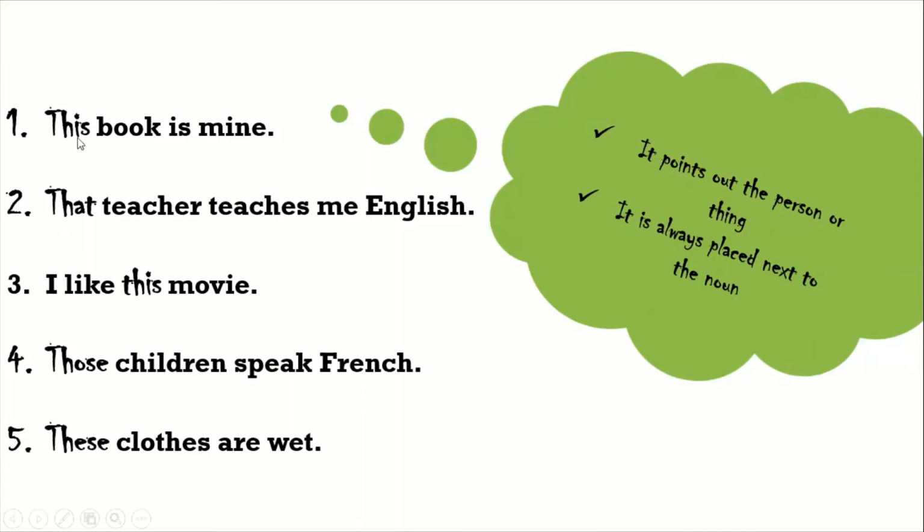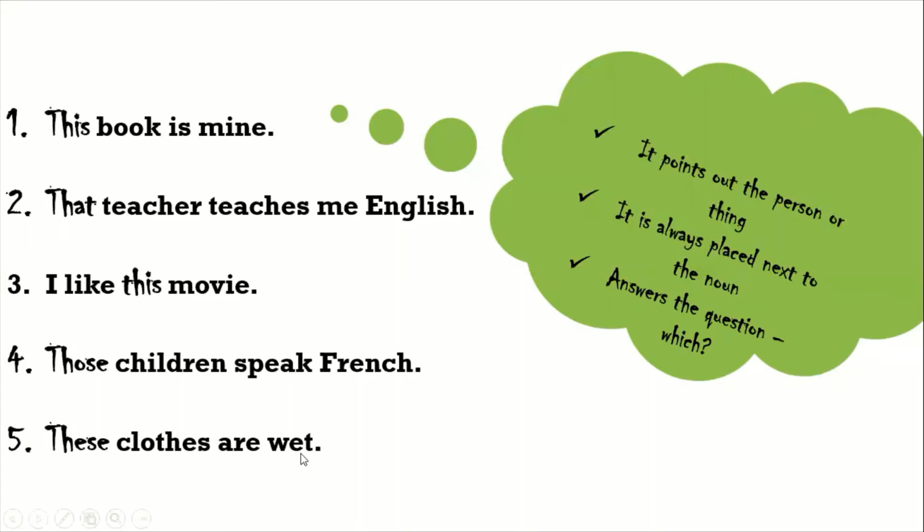Next, one more thing. It answers the question which. Let's see whether it is answering or not. This book is mine. Which book is mine? This book. So again, it's answering the question which. That teacher teaches me English. Which teacher? Again, you're looking and pointing out and saying that teacher teaches me English. Very good. I like this movie. Which movie do you like? I like this movie. Again, you're pointing out and saying this movie. Those children speak French. Which children speak French? Those children. Okay, again you point. So it answers the question which.